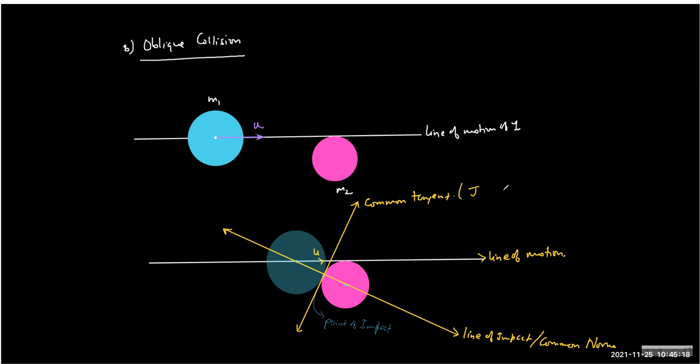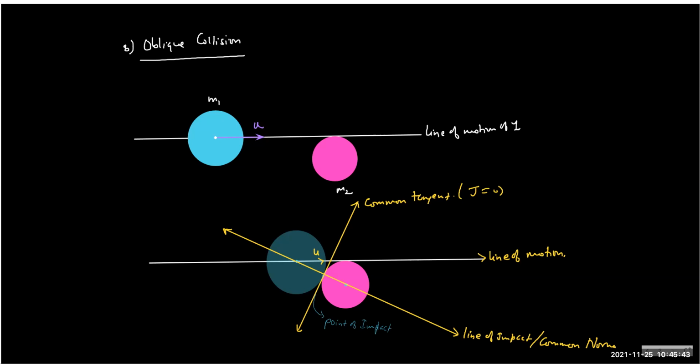You can say J is zero. There is no impulse. So all the impulse will act along the common normal, and therefore the momentum exchange between the masses will take place only along this common normal. Or you can say the component of momentum which will be affected is the component along the common normal. Or you can say the velocity of the object will be only affected in the direction of impact.